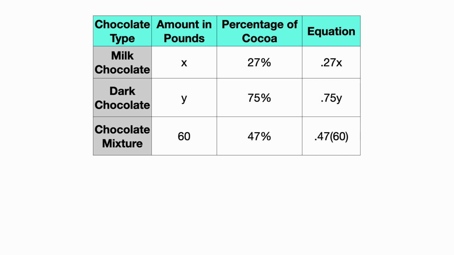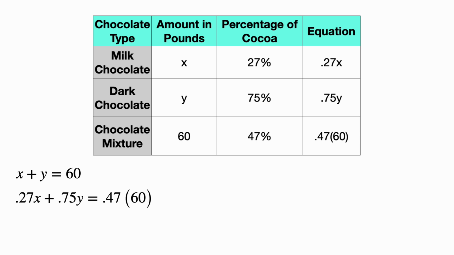From the table that we have created to help us solve this problem, we can now come out with the equations to solve this word mixture problem. To say that we should use a table to help us visualize this mixture problem. So we have the first equation, which is x plus y equals 60 from the first column, the amount of chocolates. This is where we have x amount of milk chocolate plus the y amount of dark chocolate equals 60 pounds. The next equation is 0.27x plus 0.75y equals 0.47 times 60 from the last column of equation.